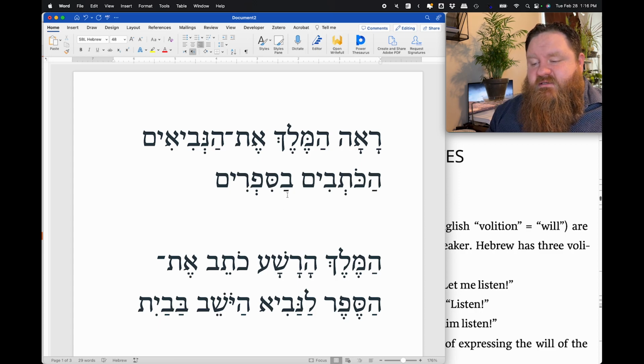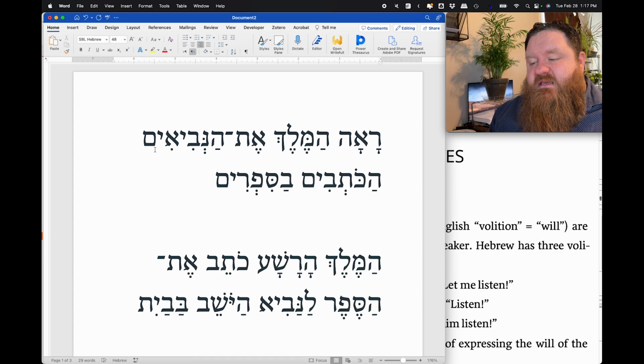Now when you see this prepositional phrase, in the scrolls, you have to realize that the bet is not modifying the verb, which we're used to seeing. Where did the king see the prophets? Instead, it's modifying the participle, ha-kotvim. Where were they writing? He saw the prophets who were writing. He saw the prophets, the writing ones, but this basifrim is also part of the attribution of the participle here.